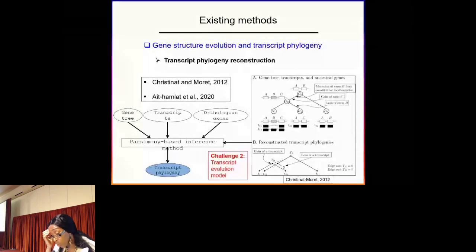So these are also nice contributions to challenge two, the development of transcript evolution models. And we will see that in our work, we have also developed models of transcript evolution. And we also use them to compute not only transcript phylogenies, but also gene phylogenies. Because just as gene family evolution can be used to reconstruct gene trees and species trees, transcript phylogeny evolution models can be used as well to reconstruct transcript phylogenies and also gene phylogenies, or to correct gene trees.